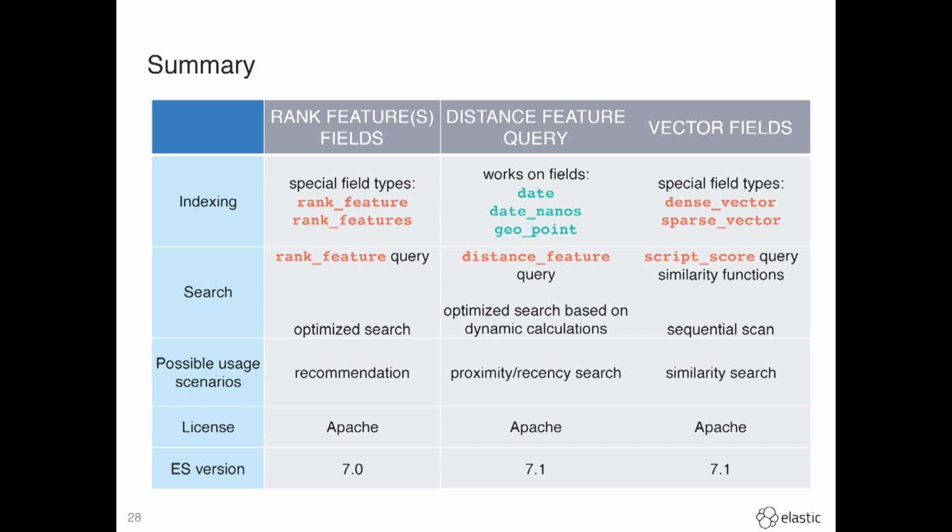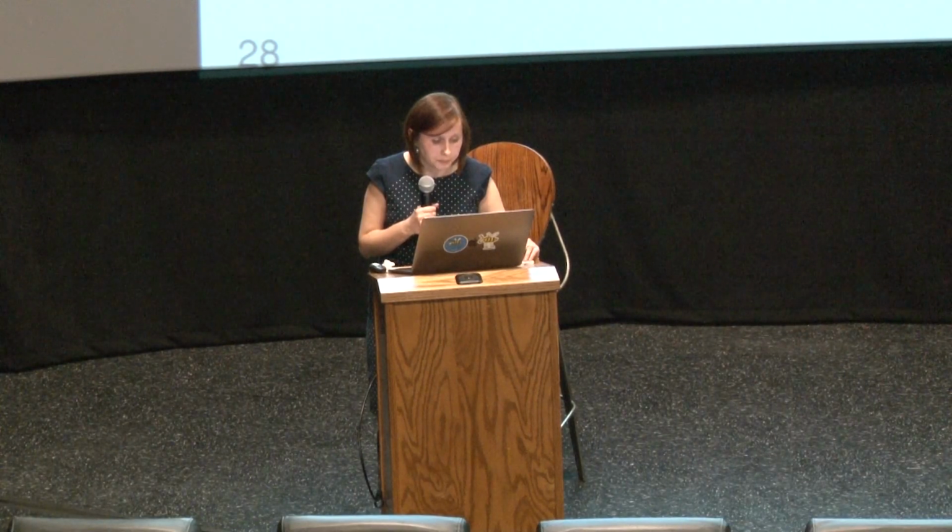For rank features, you have the rank feature query, which is very optimized. It can skip non-competitive hits. The distance feature query is also optimized, but it does some dynamic calculations. And for vector fields, we have the script score query with a similarity function, and it works as a sequential scan.